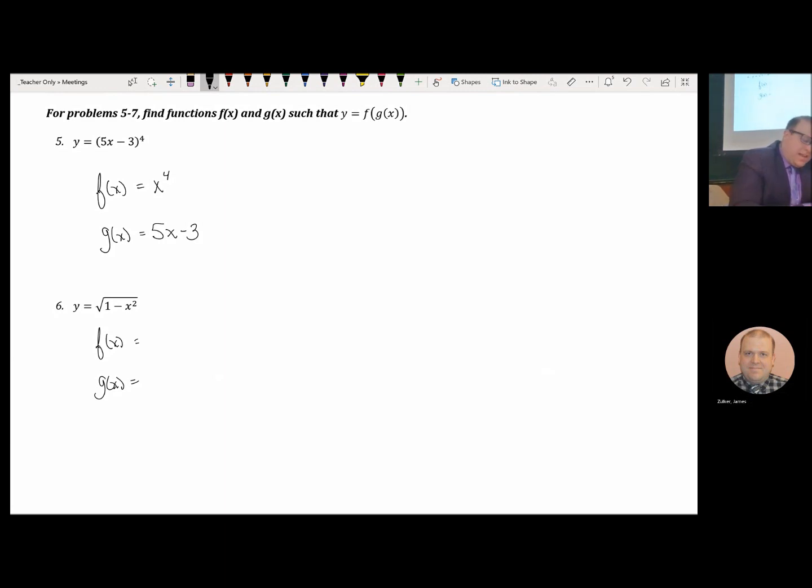It's a radical, right? So I'm going to say f of x is the square root of x, because we're taking the square root of a function. Then g of x would be that function, 1 minus x squared. That would be my decomposition. Again, it's not the only valid one.